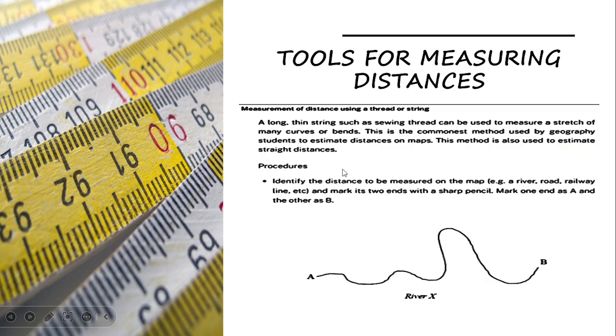The first one is to identify the distance to be measured on the map. Take an example, on the map you can see maybe a river, road, railway line, etc., and mark its two end points with a sharp pencil. Now mark one end maybe as point A and the other as point B, as it has been illustrated here. Take an example, this is a curved distance. Maybe it's a river or something else. Here let's say it's a river X. Now we've marked point A and point B.